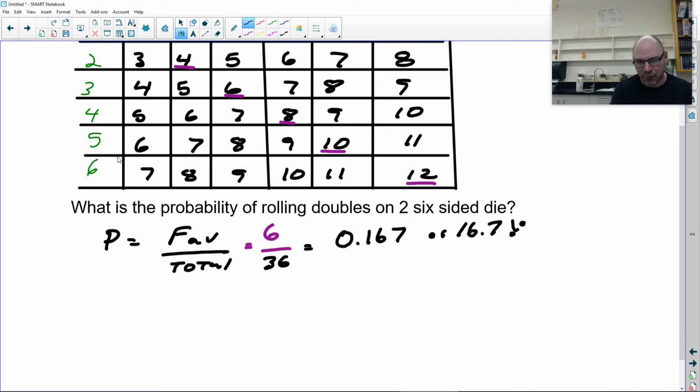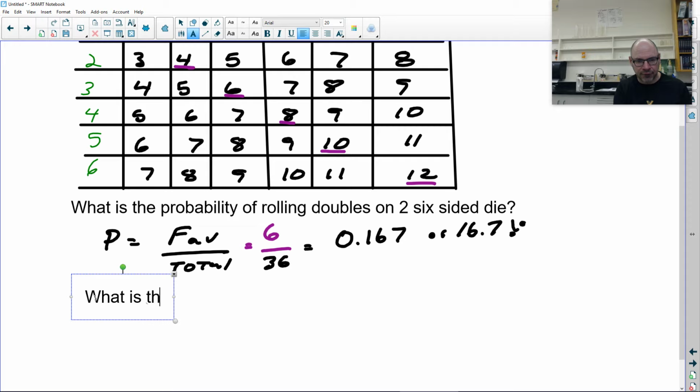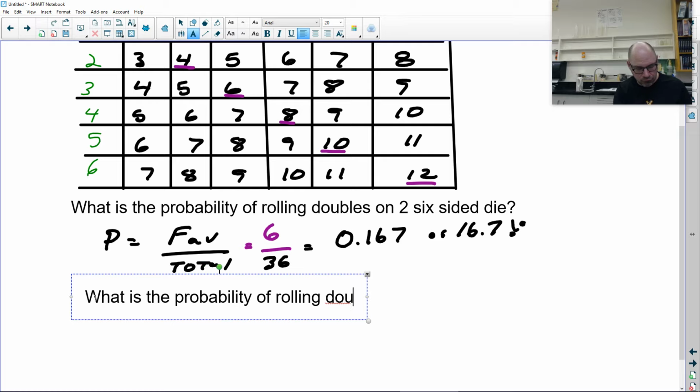Let's do another one. What is the probability of rolling doubles or, remember with or you don't want to count them twice, a total over 10? Or over 10, we'll say over 10.